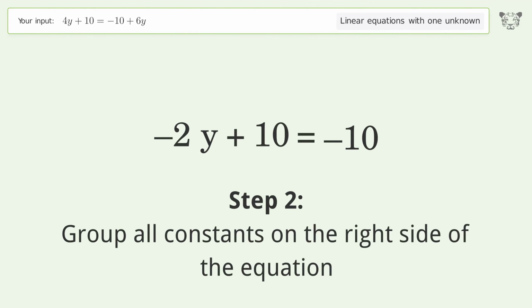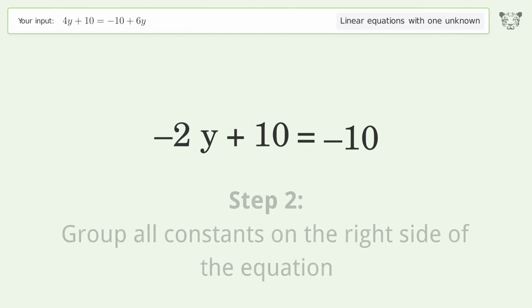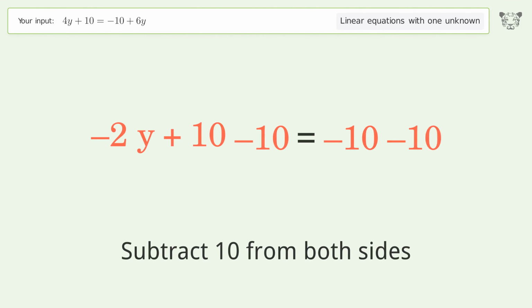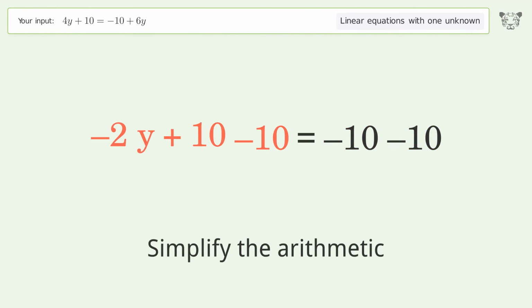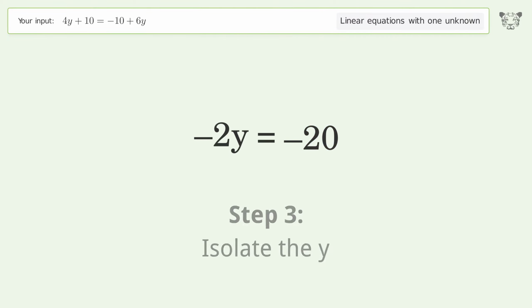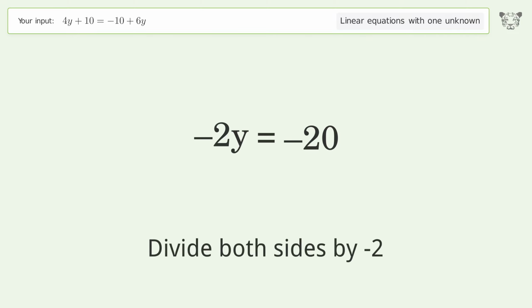Group all constants on the right side of the equation. Subtract 10 from both sides. Simplify the arithmetic. Isolate the y. Divide both sides by -2.